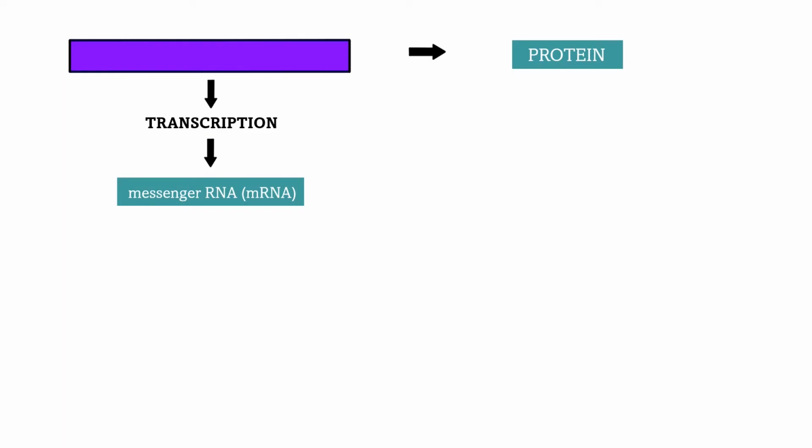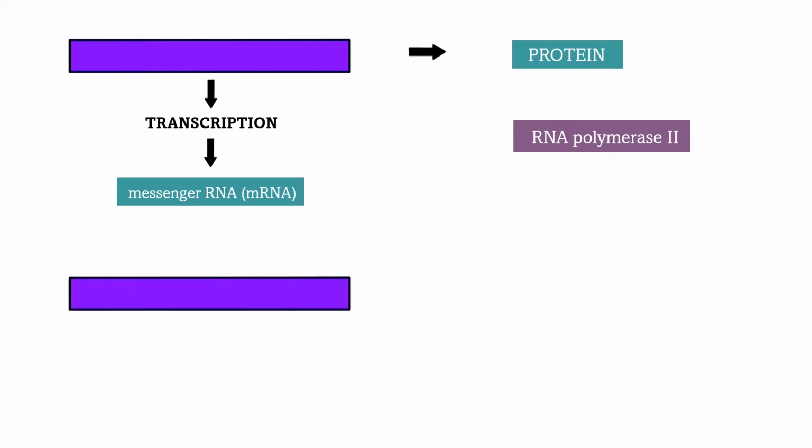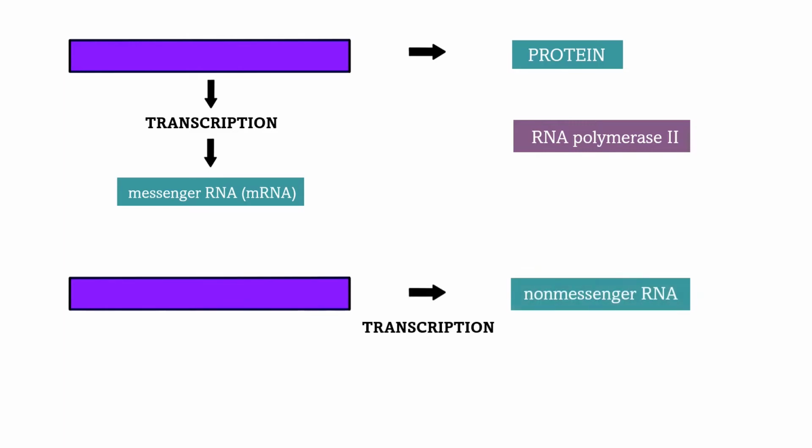Now, usually genes specify the amino acid sequences of proteins. Simply said, these genes tell us what amino acids are going to be present in a certain protein. The RNA molecules we get from transcribing these genes are called messenger RNAs, mRNAs. These genes are transcribed by a special type of RNA polymerase II.